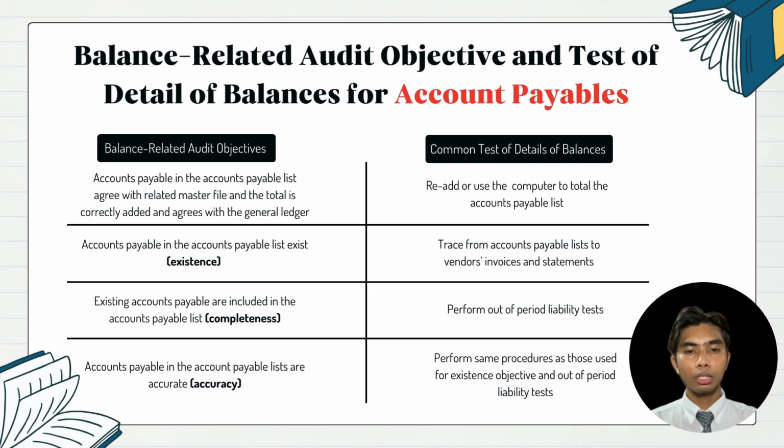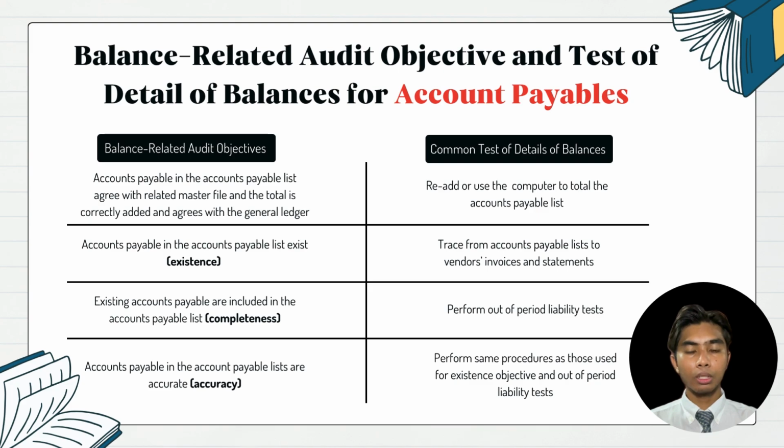Firstly, we will start with detail tie-in, where we want to make sure accounts payable in the accounts payable list agree with the related master file and the total is correctly added and agrees with the general ledger. How we test for this is we add, or use the computer to total, the accounts payable list. This is the first balance-related audit objective. The next objective is existence: accounts payable in the accounts payable list exist. For this objective, we trace from the accounts payable list to vendor invoices and statements.